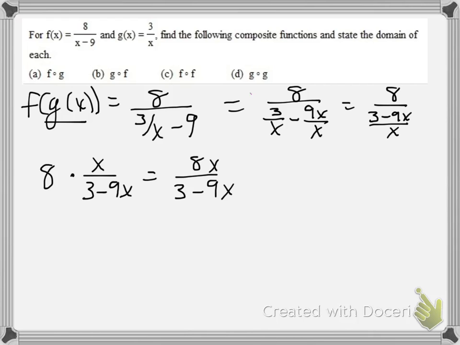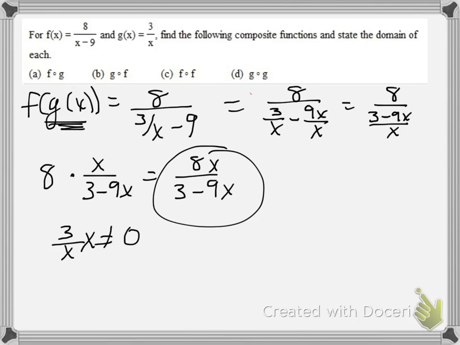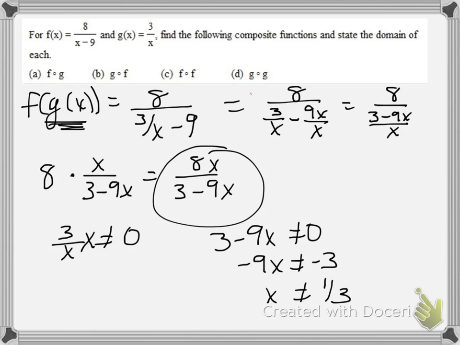Now we need to find the domain. So to find the domain of f of g of x, we first find the domain of the inside function, g of x. So the domain of g of x is 3 over x. So x cannot be 0 because we can't divide by 0. And then the domain of our new function is the other one we need to worry about. So 3 minus 9x cannot be 0 because we cannot divide by 0. So negative 9x cannot be negative 3, and x cannot be 1/3. So we have to include both of these in our domain. The x cannot be 0 and the x cannot be 1/3.